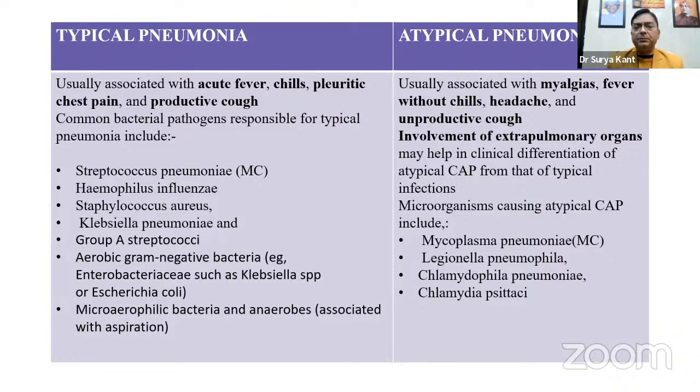Atypical pneumonia is usually associated with myalgias, which means more extrapulmonary manifestations, like myalgias and fever without chills, that is, abnormal fever. Usually, most fevers are associated with chills, headache, and unproductive cough. There is involvement of extrapulmonary symptoms like nausea, vomiting, diarrhea, or many other extrapulmonary symptoms. Microorganisms causing atypical community acquired pneumonia include Mycoplasma pneumoniae, Legionella, Chlamydia pneumoniae, and Chlamydia psittaci.